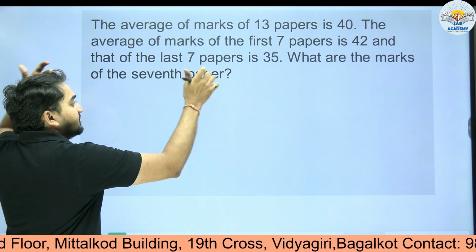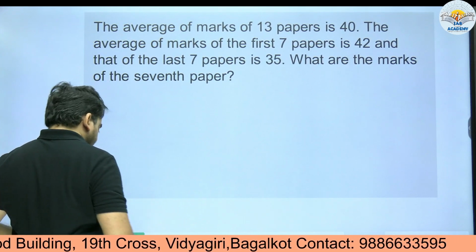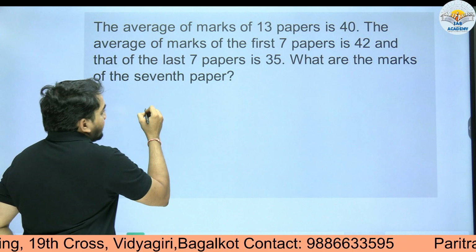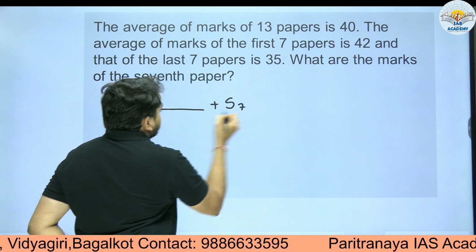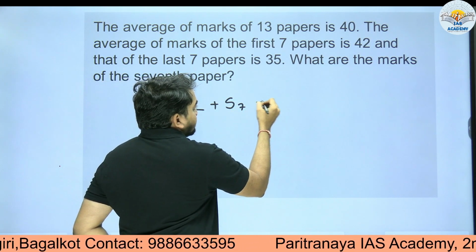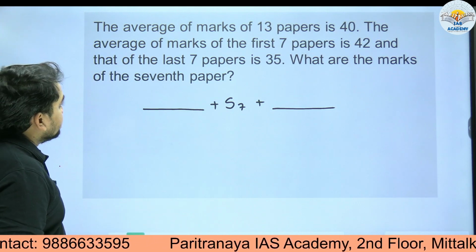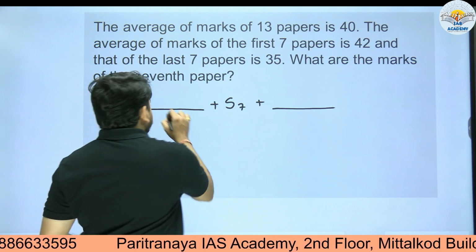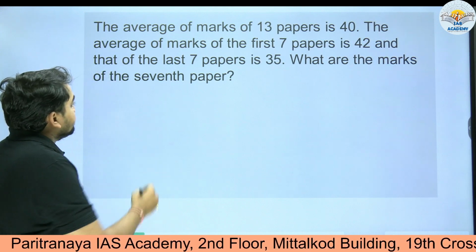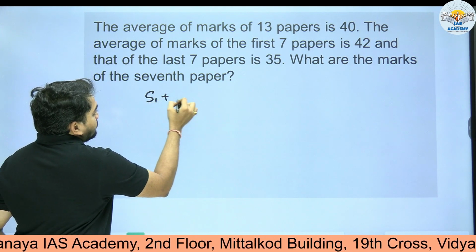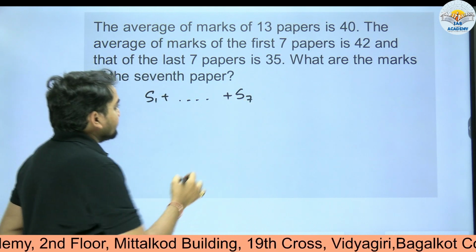Firstly, they have given the average. Think about this: there are 13 numbers, and S7 is in the middle. So S1 to S6 is here, plus S1 to S6 here. First 7 and last 7. So that means here S1 to S7 is the first condition.